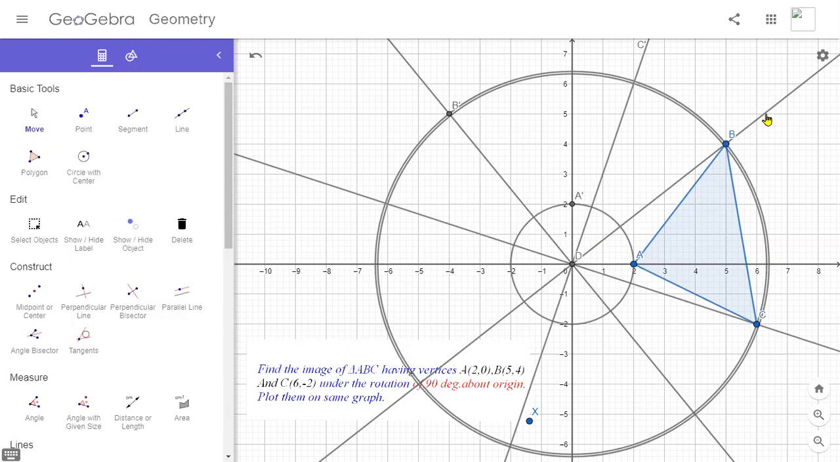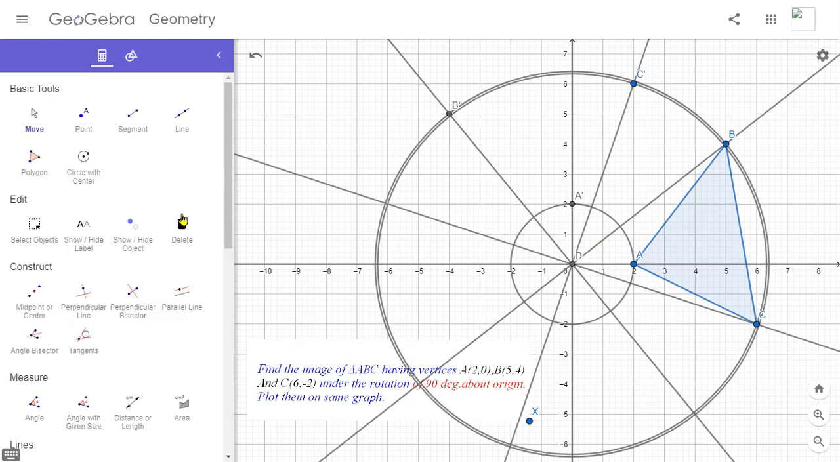Okay, let me undo it here, and just renaming this point E. Okay, let me rename this to the C dash. Here we have finally found A dash, this is the point A dash, and this is the point B dash, and this is the point C dash.